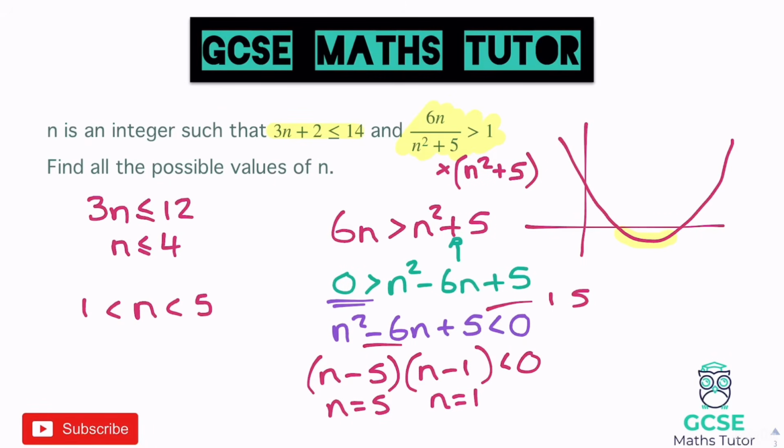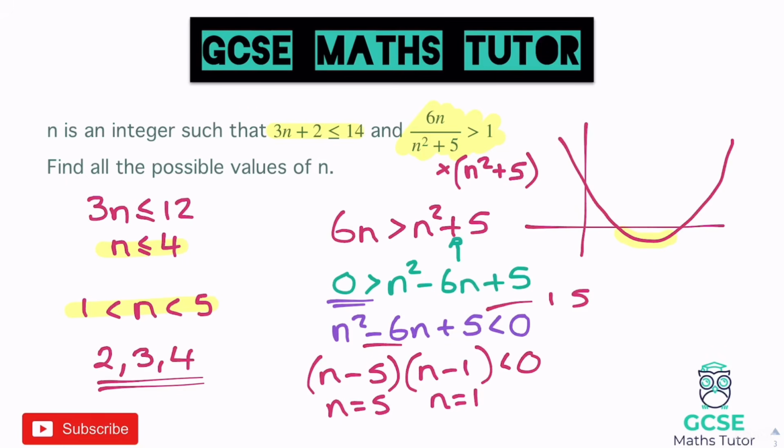So we've got two now. We've got n has got to be less than or equal to 4, and n has to be between 1 and 5, not including 1 and 5 though. If you think about the numbers between 1 and 5, not including 1 and 5, we've got 2, 3, and 4. And having a look at our other inequality, n has got to be less than or equal to 4, and all of these three numbers are less than or equal to 4. So all the possible values of n are 2, 3, and 4.